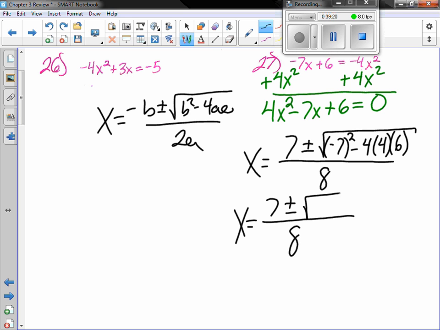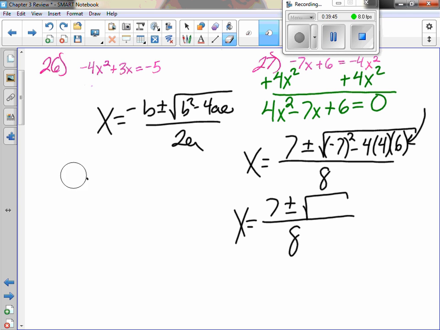Well, the next thing I would do is simplify everything inside the square root. I wouldn't take the square root of it yet. I would simplify everything inside of it first. So I would do negative 7 squared minus 4 times 6 in the calculator, which would be 49 minus, well, 4 times 4 is 16, 16 times 6, so it would be negative 47.